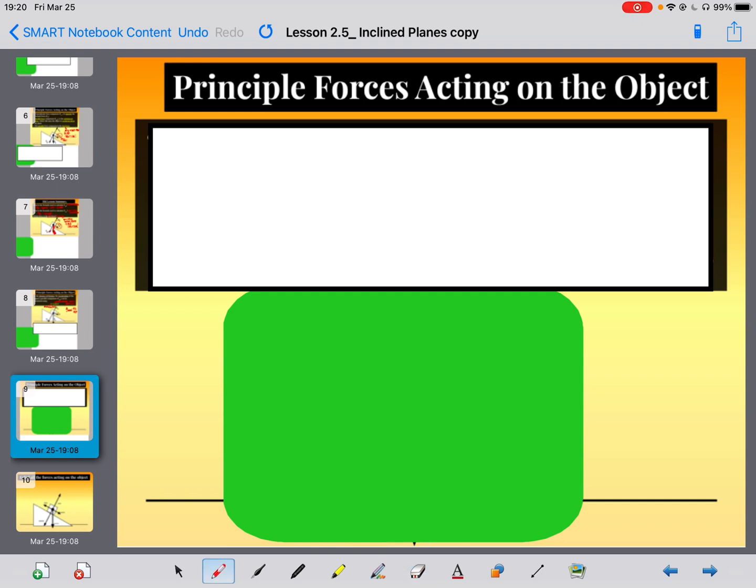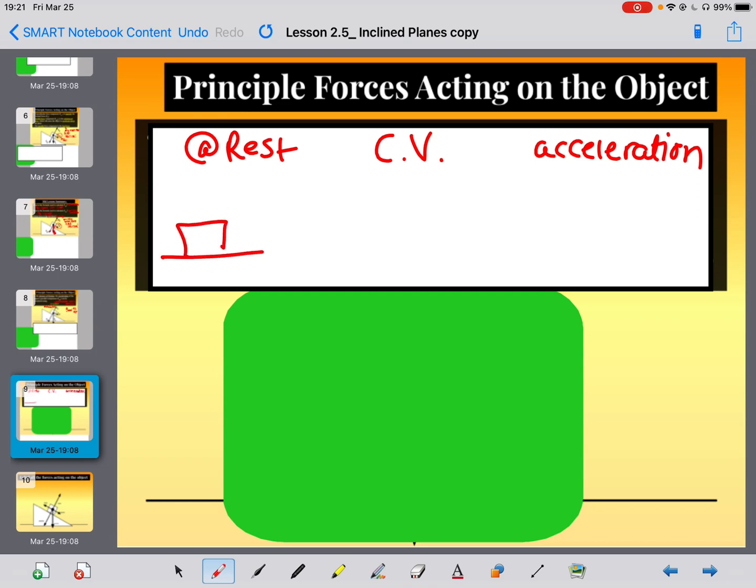We had, at rest with the free body diagram, we had constant velocity, and we had acceleration. Okay, so I'm going to go over them really briefly. So we would have some sort of surface. We would draw in my nice little box. Fg always pulled down. Fn points up.